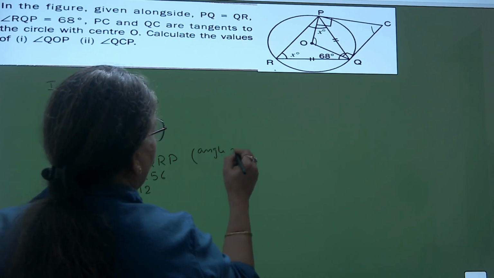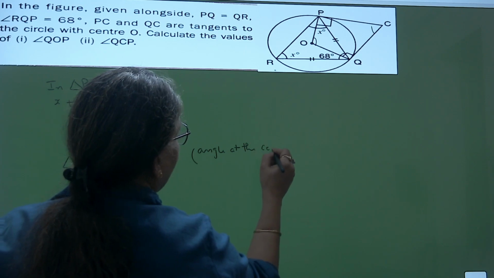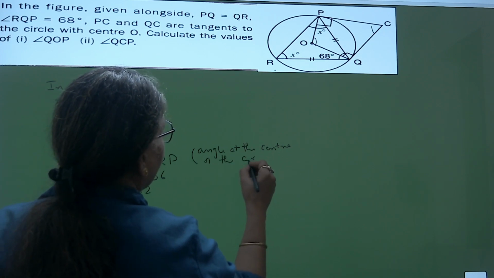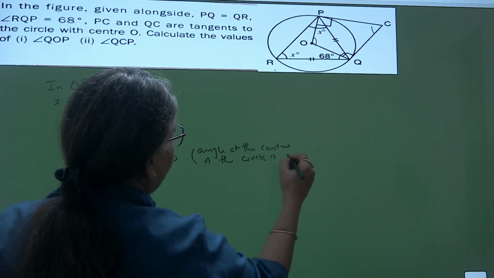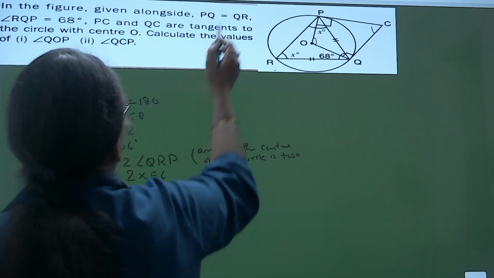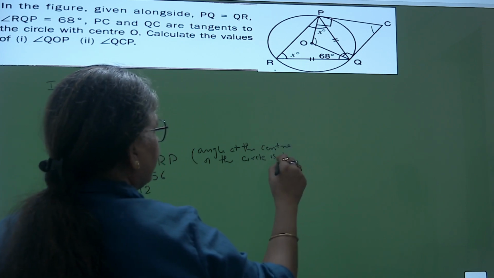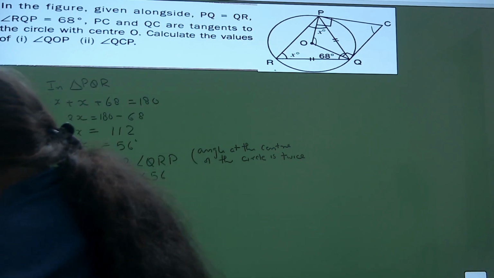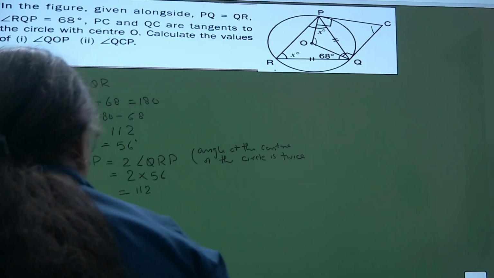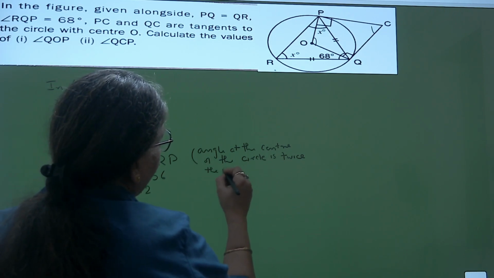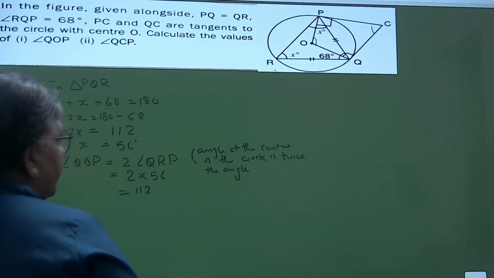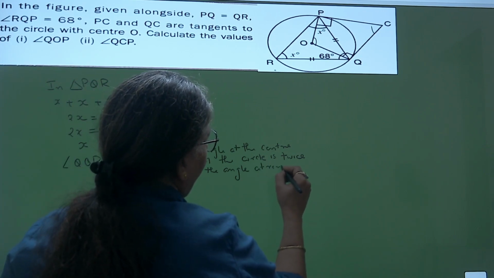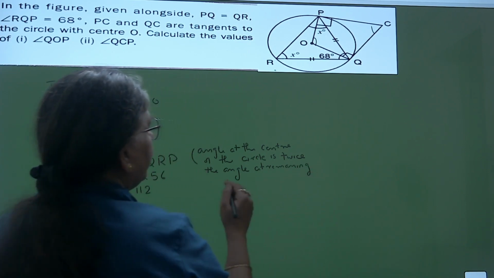Here also mention the reason: angle at the center of the circle is twice the angle at the remaining circumference.